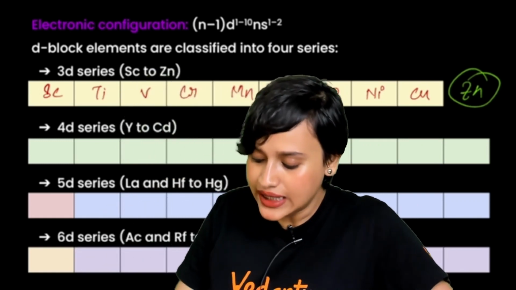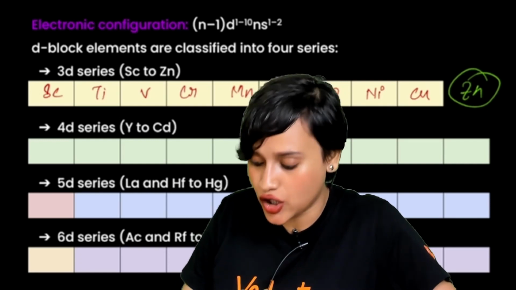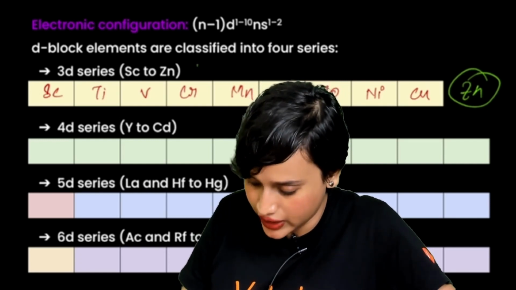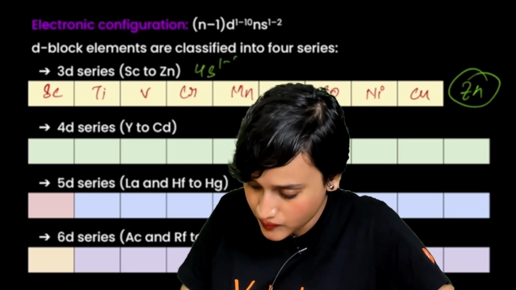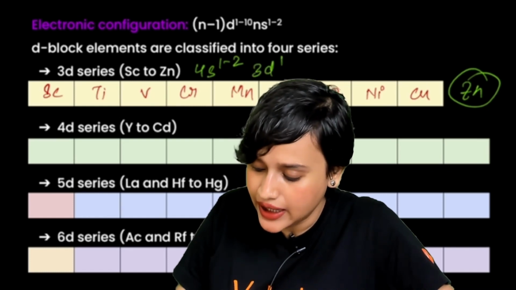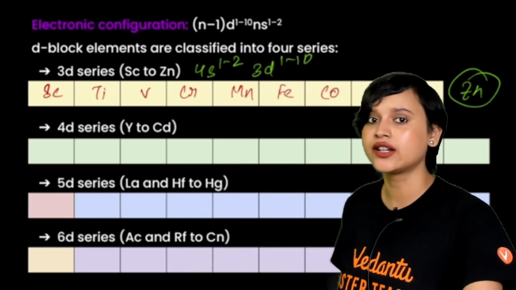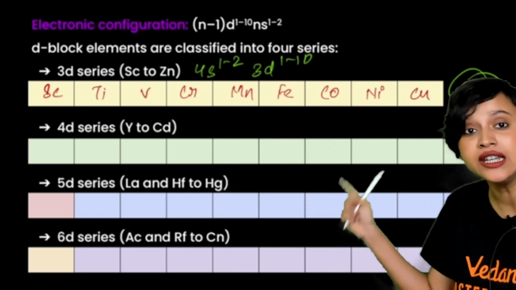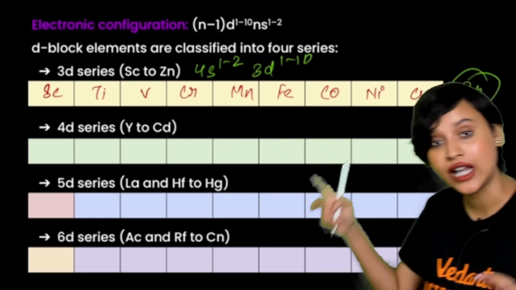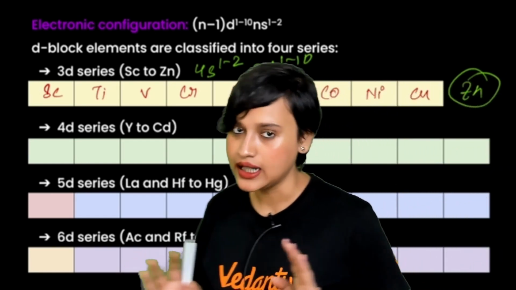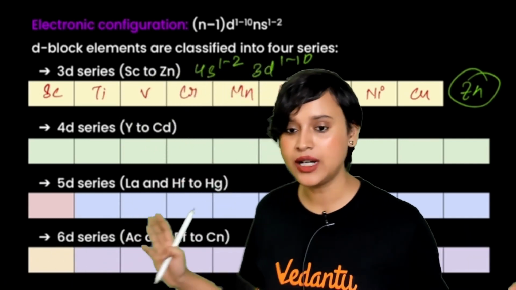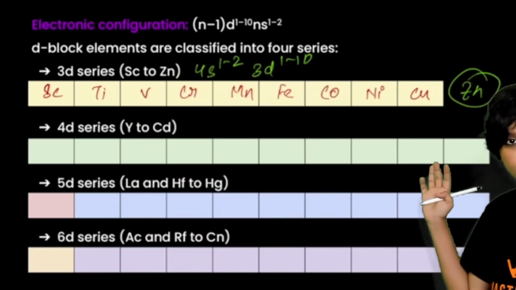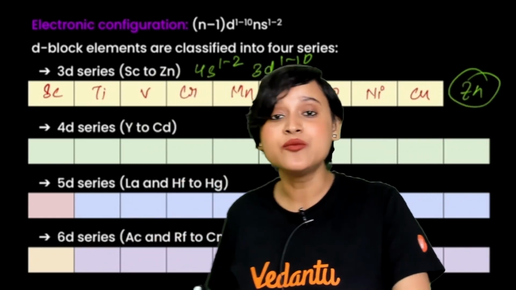So what is the 3d series? What is their general electronic configuration? Their general electronic configuration is 4s 1 to 2, 3d 1 to 10. You see, 3d is the last orbital, which is why they are called the 3d series. Are you all clear with this much? All right. Let's move to the 4d series.